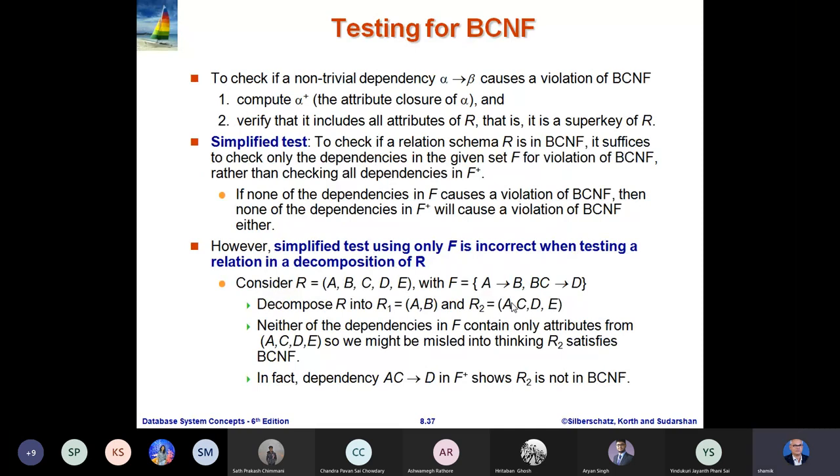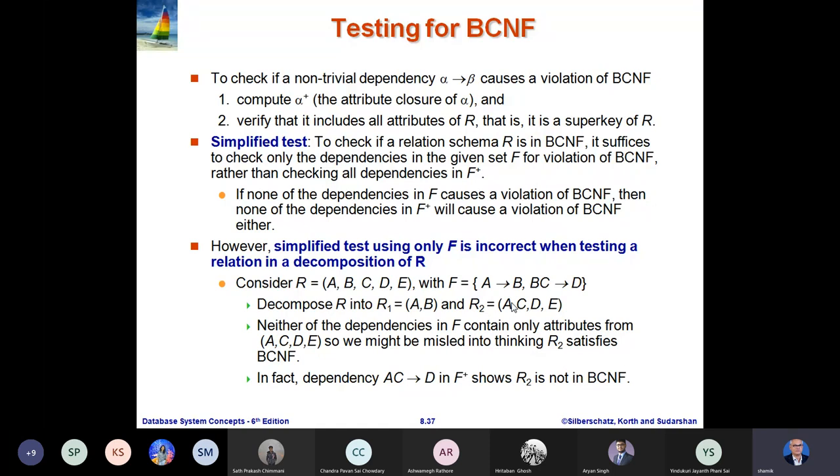So testing for BCNF is simple. To check if a non-trivial dependency causes a violation of BCNF, compute alpha plus and verify that it includes all attributes of R, that is, it is a super key of R. So as a simplified test to check if a relational schema R is in BCNF, it suffices to check only the dependencies in the given set F for violation of BCNF, rather than checking all dependencies in F plus.